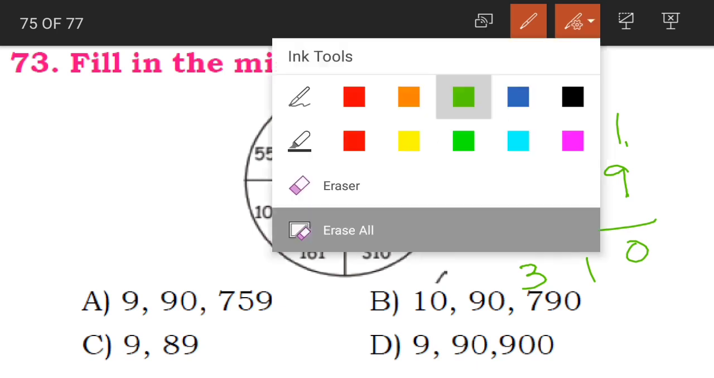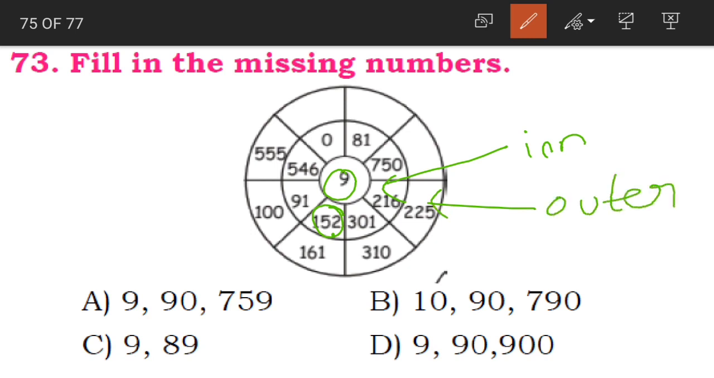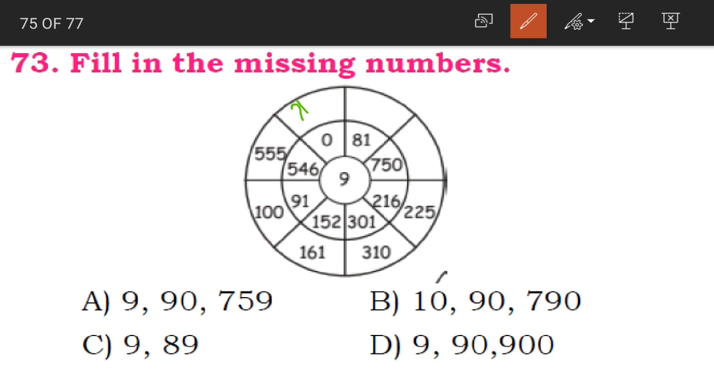Now what did we identify from this? We can say that 9 plus the number in the inner circle. Yes, this is our inner circle. This is inside. And this is our outer circle. So 9 plus the number in inner circle gives us the number in outer circle. Now here for this what can be the answer? 0 plus 9 is equal to how much? 9. Yes. So 9 is our first number.